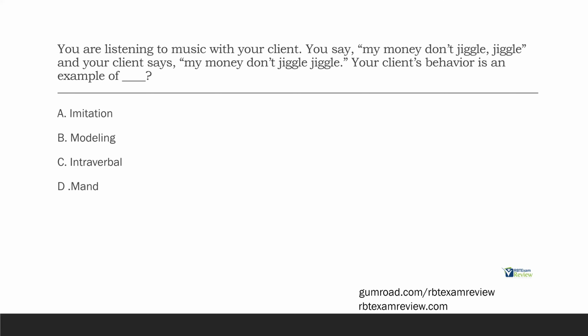An intraverbal is a type of verbal behavior where we're having a conversation. This is not a conversation. They're repeating exactly what you're saying, not an intraverbal. And a mand is a request. So a mand is when someone makes a request, makes a command. Can I have some water? Can you leave me alone? Etc. So again, your client copying you, your client is imitating your behavior.